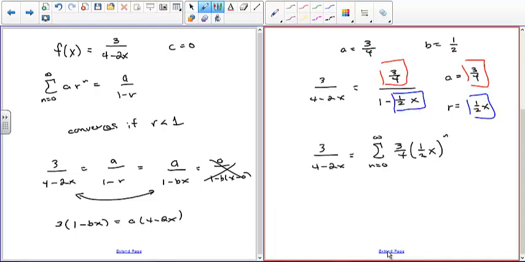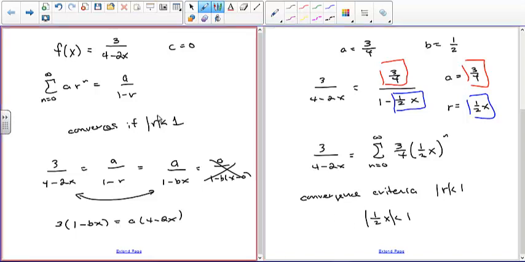And the convergence criteria for the geometric series test is that r has to be less than 1. So in our case, that means that 1/2 x has to be less than 1, and actually it's the absolute value. So the absolute value of r has to be less than 1. Let me fix that too over here.